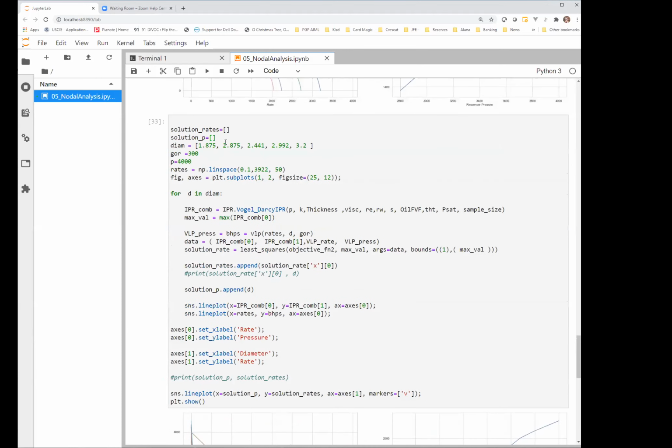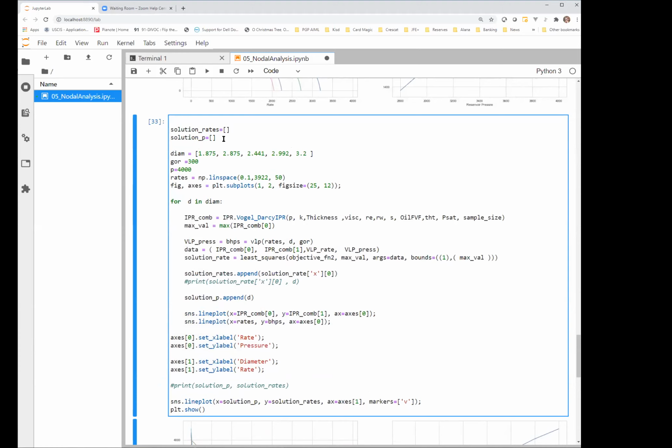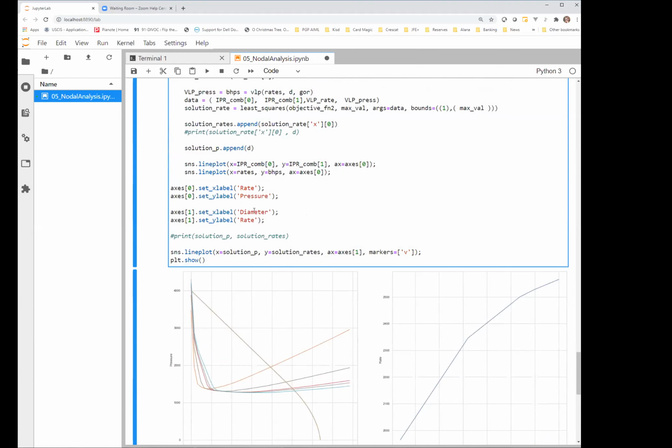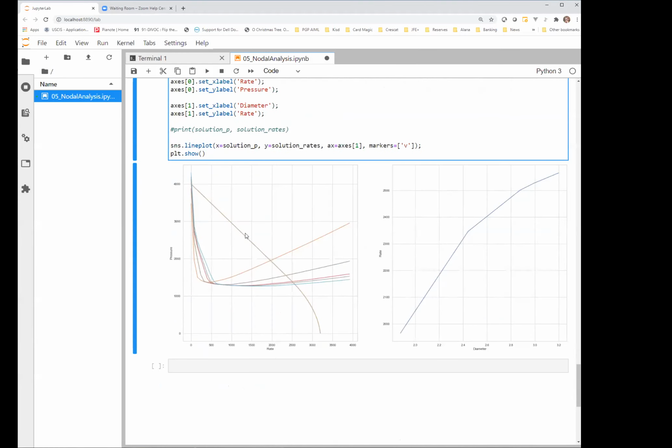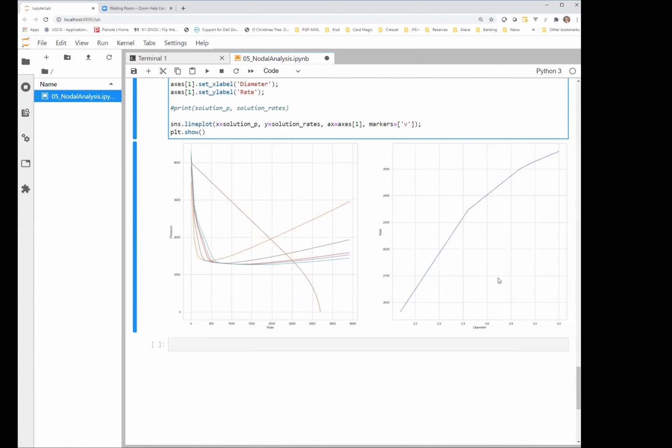So I'm just resetting here the previous solutions. And what we have here is a very nice graph intersection. We have only a single IPR, as we know, and we have 4 different VLP curves for each one of the diameters, okay? And then on the right side, we presented a sensitivity.